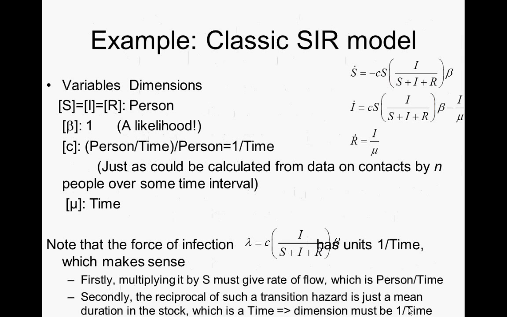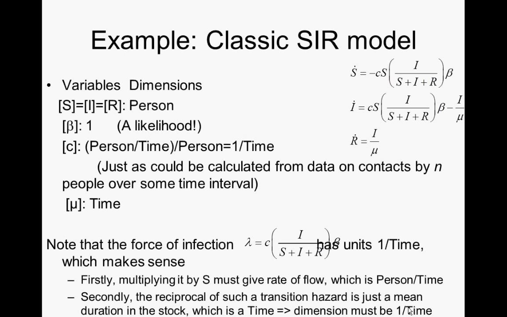The dimension associated with the force of infection, this says units, but it should say dimension, is just the dimension of C, 1 over time, times the dimension of I over S plus I plus R. What's the dimension of I over S plus I plus R? Who could tell me what the dimension of this quotient here is?